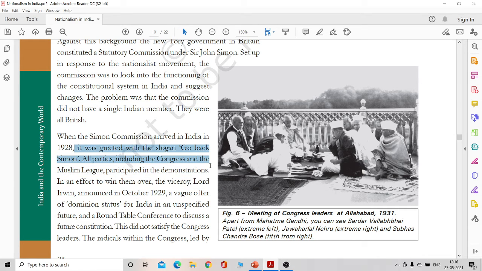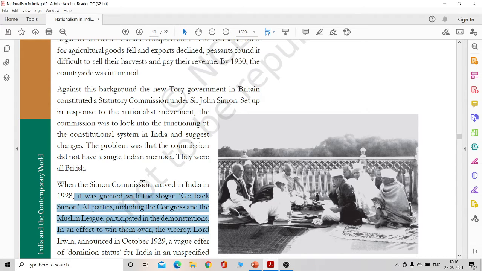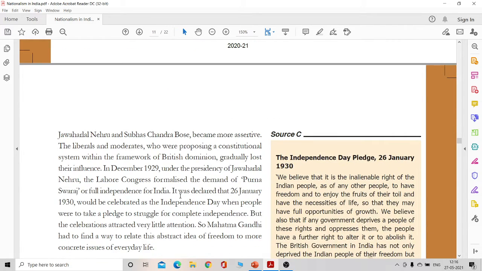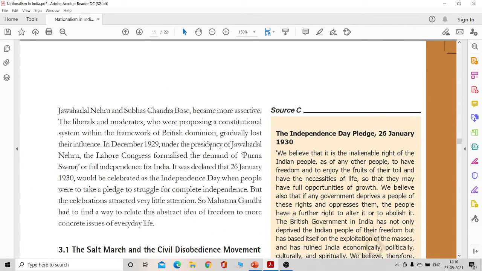So, 'Go back Simon' slogan in 1928, when Sir John Simon came to India, he was met with these flags. So when you get a question, what was the Simon Commission? Why were Indians against it? So this portion would be the answer, right? Moving further on, you may get a question on the Lahore Congress. When was Purna Swaraj declared? Where? So you can write about the Lahore Congress.